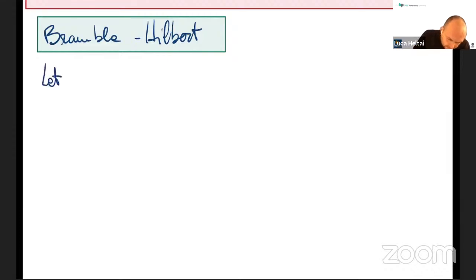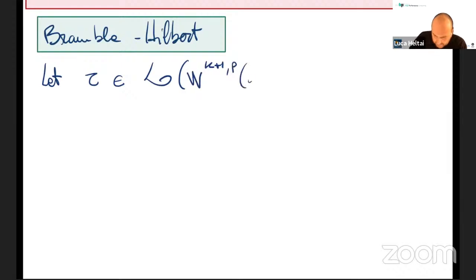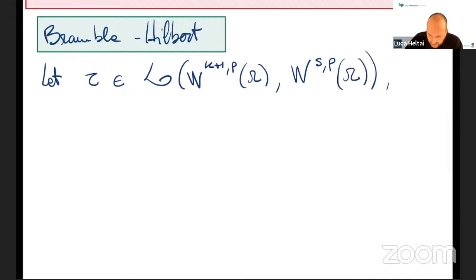So let tau be a linear operator between the space W^{k+1,p}(omega), actually let's use these Sobolev spaces for this particular example, into W^{s,p}(omega) with s smaller or equal than k. Then the Bramble-Hilbert lemma states the following.